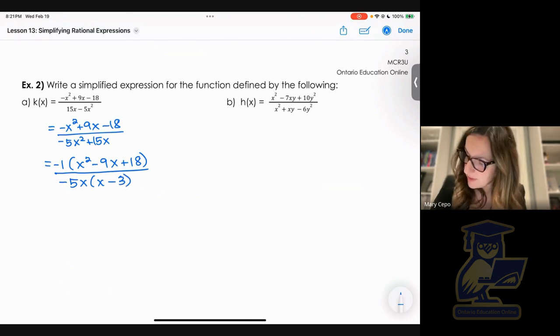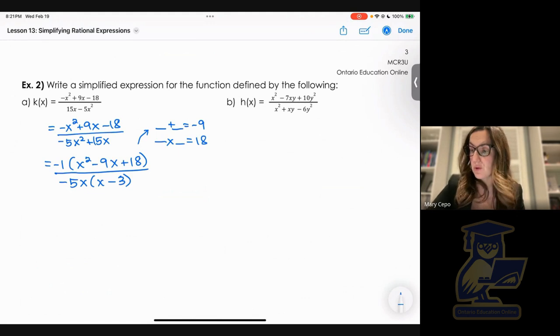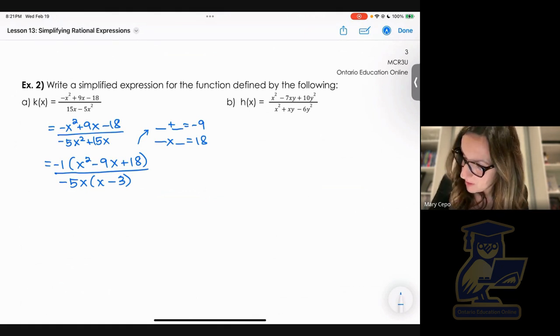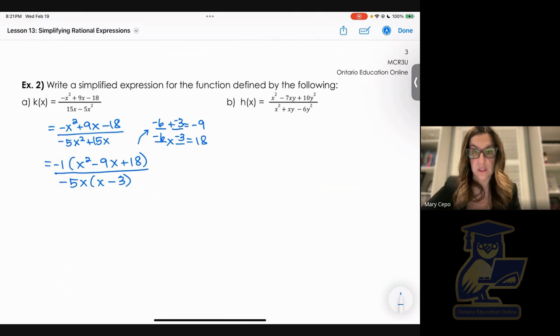Now that we have that simple trinomial, we're looking for two numbers added together to give negative 9, and the same two numbers multiplied together to give positive 18. If the product is positive and the sum is negative, both numbers must be negative. Negative 6 times negative 3 is positive 18, and negative 6 plus negative 3 is negative 9.